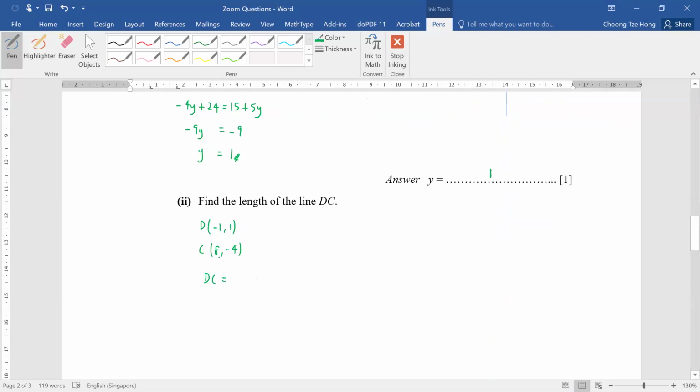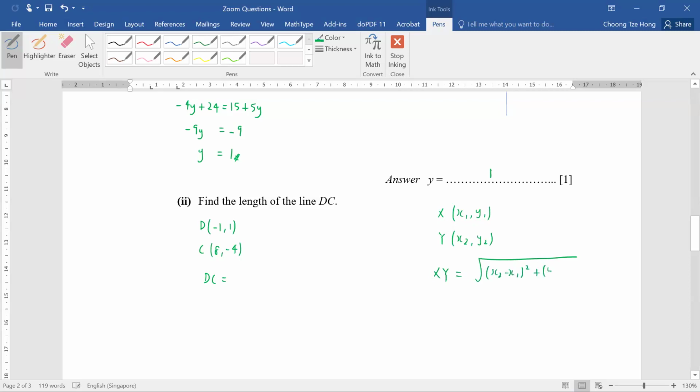So we're going to use the formula for distance between 2 points on a line segment. If you recall, let's say we have a point X with coordinates (x1, y1), and a point Y with coordinates (x2, y2). So the length of XY will be the square root of (x2 minus x1), right?